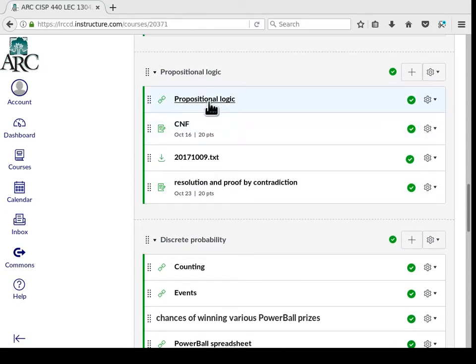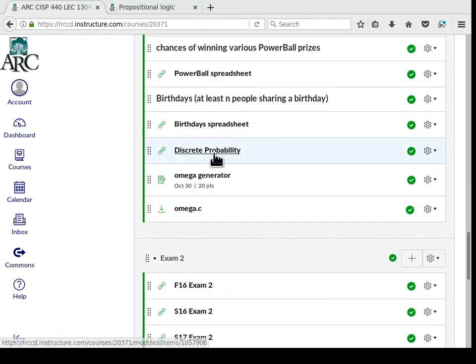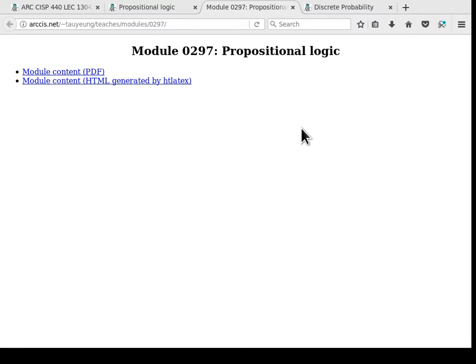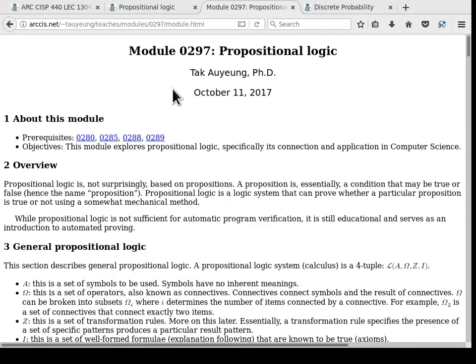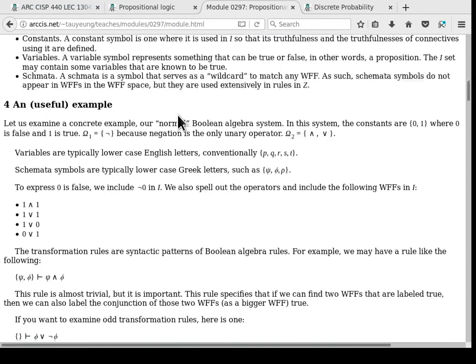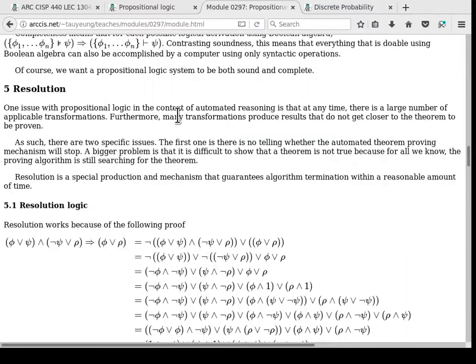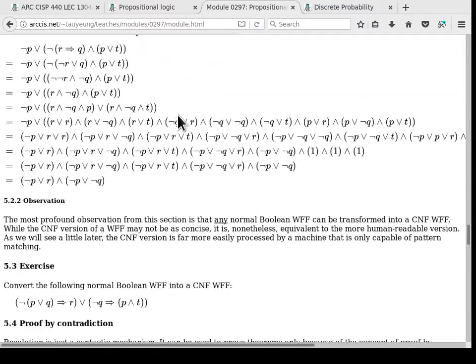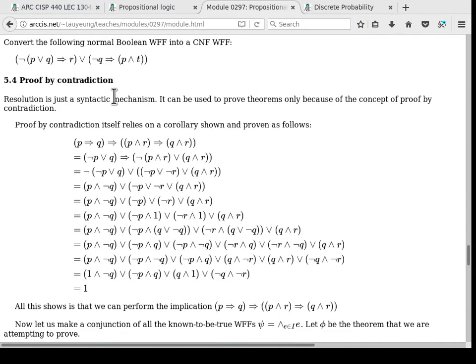So I'm going to go to these individual slides just so that I can point out where you can find the source information, and we'll add some more stuff later in this lecture. This is propositional logic, and in propositional logic, proof by contradiction was introduced in section 5.4. So section 5.4 is when we introduce proof by contradiction.